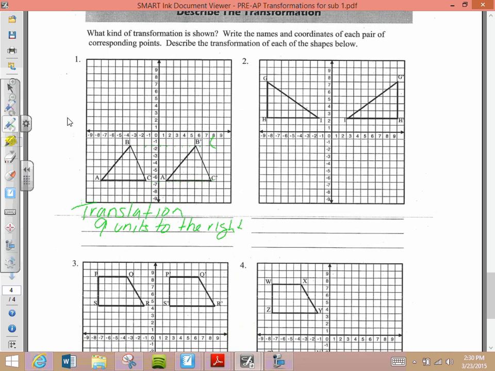For this one, the new coordinates would be 5 and -2. This would be 7 and -7. And this would be 1 and -7. C is a little bit off, so it'd be a little more than 7. All right, and then the next one. What happened?